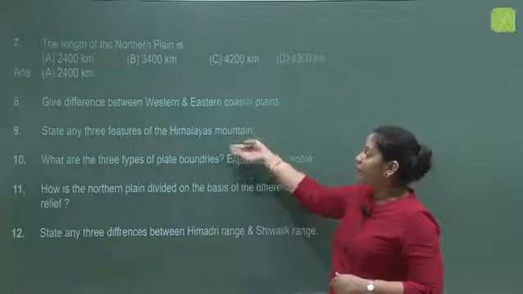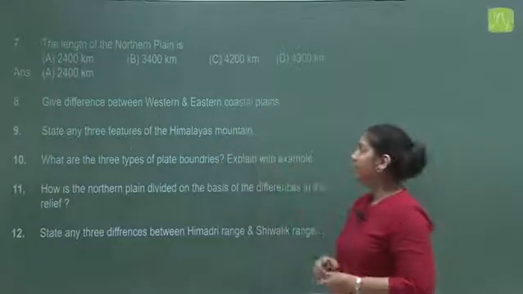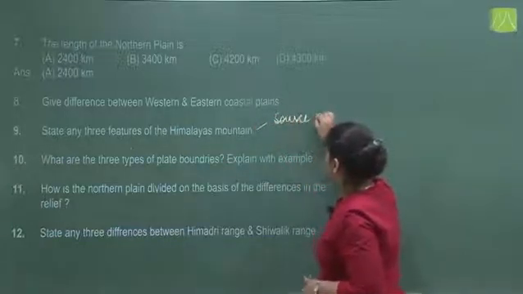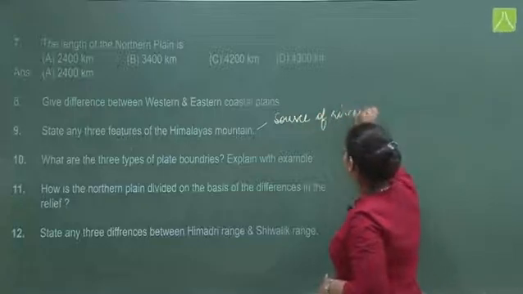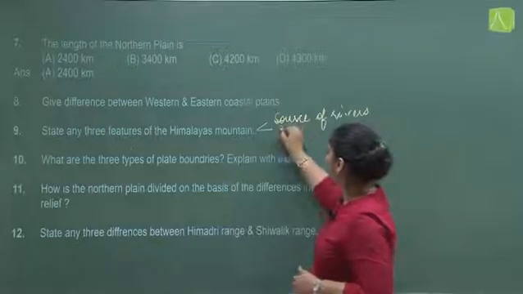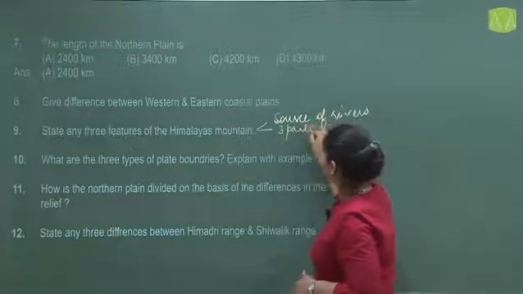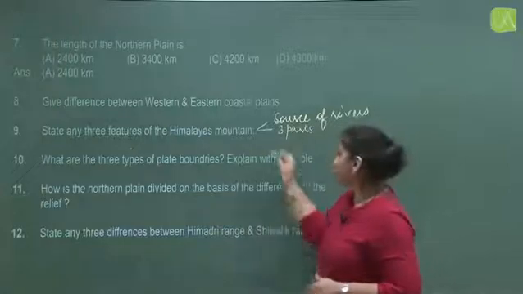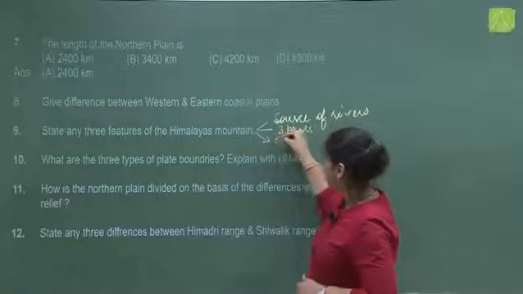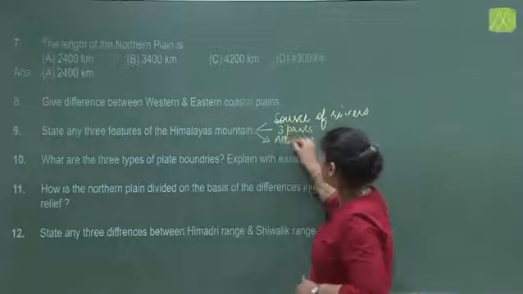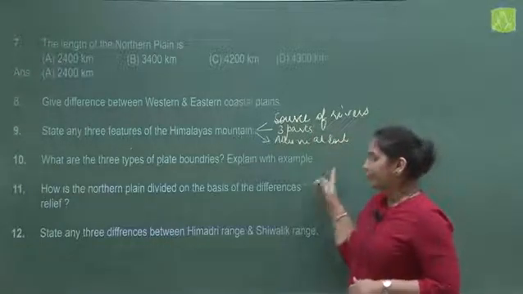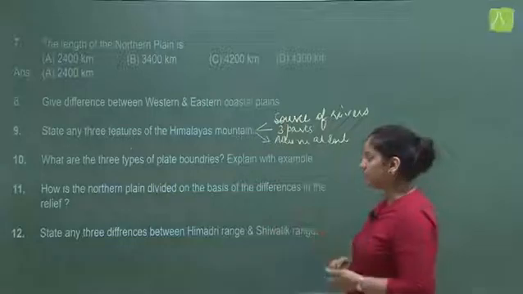You have to give 3 features of the Himalayan mountain system. The 3 features of the Himalayan mountain system are: source of rivers due to presence of glaciers. Second, the Himalayan mountain system is divided into 3 parts, Himadri, Himachal and Shivaliks. And you can also write that Himalayas act as a major source of alluvial soil for the country. You can use this reference in another question which is asked over here.